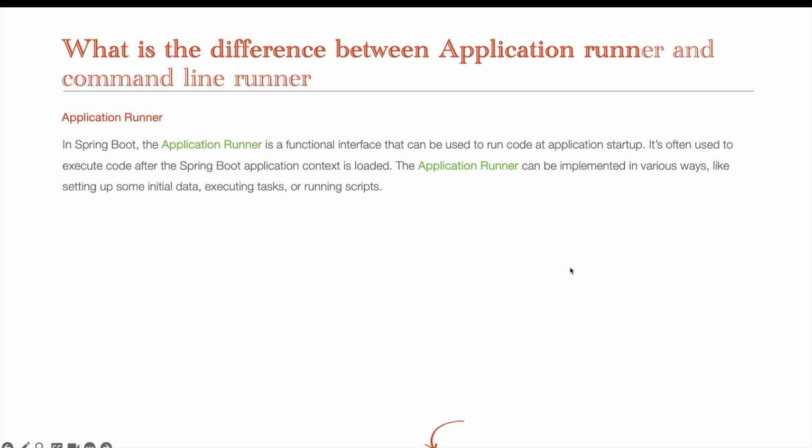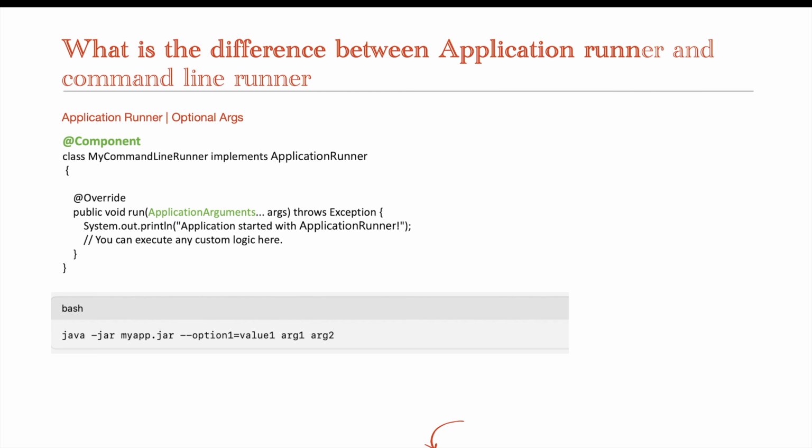Let's look at application runner. It is similar to command line runner, but we have additional options. It will be executed after Spring Boot application context has been loaded, similar to command line runner. So this will come in two flavors: optional args, without optional args. Typically, we implement application runner interface, and this run method will have application args.